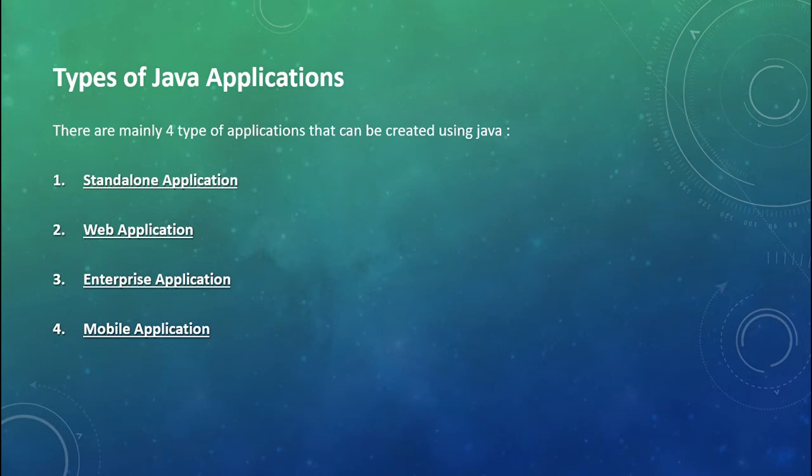The second application is the web application. A web application runs on the server side and creates dynamic pages. Third is the enterprise application. An enterprise application is distributed in nature, such as a banking application, etc. It has the advantage of high-level security. Fourth is the mobile application. A mobile application is created for mobile devices. Currently Android and Java ME are used for creating mobile applications.